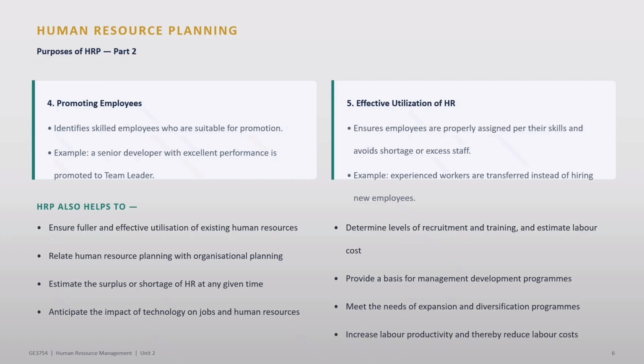So, the fifth purpose is effective utilization of human resources. This means making proper use of the employees who are already available in the organization, assigning them according to their skills and capabilities. For example, instead of immediately hiring a new employee for a particular position, an organization may transfer an experienced employee who already has the required skills.